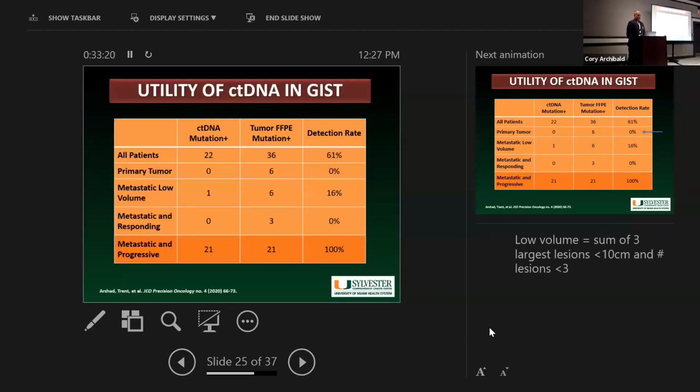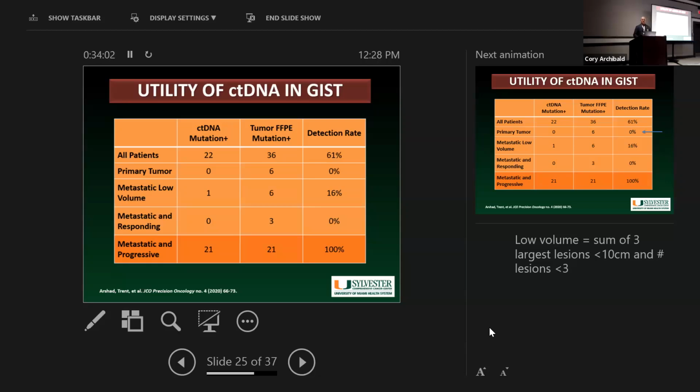We've looked at our data, and this is some of our data on the utility. This is not a large number of patients. This is back from 2020. We published in 2020. We didn't have a lot of data at that point in time. But what we did find was that if you find a ctDNA driver primary mutation in the blood, there's 100% concordance with the FFPE or the tumor tissue. The other thing we found is if a patient has a primary tumor or has low volume disease, ctDNA might often be negative. You might not get anything.